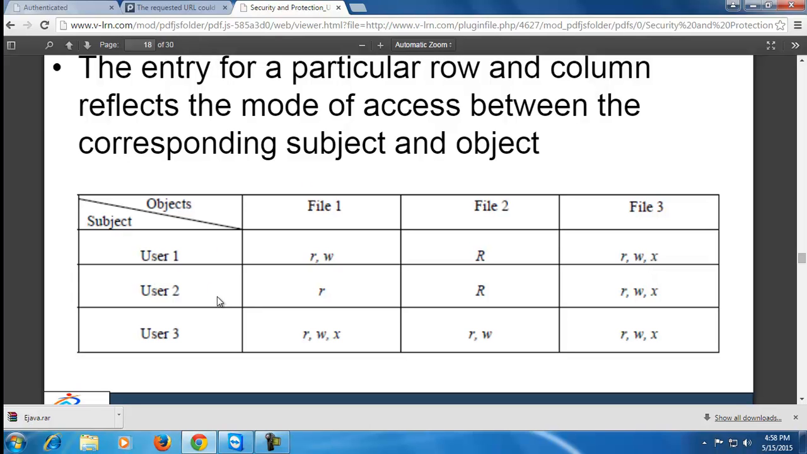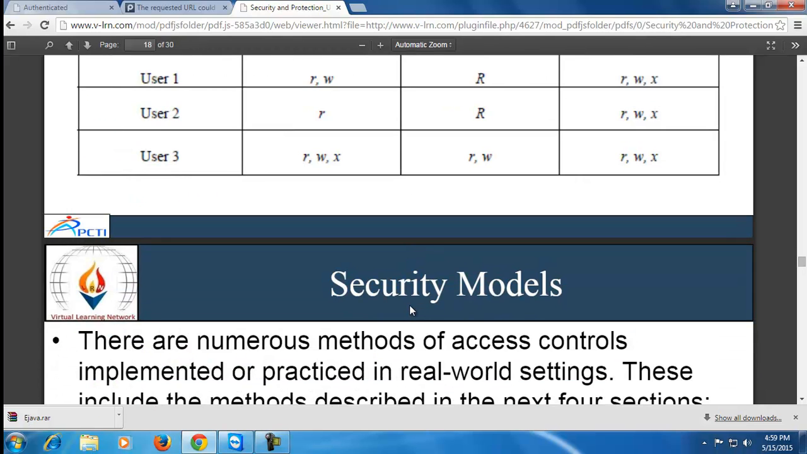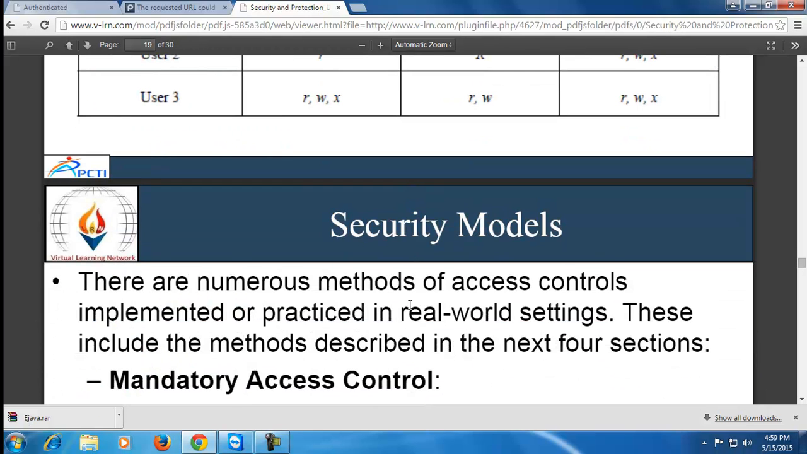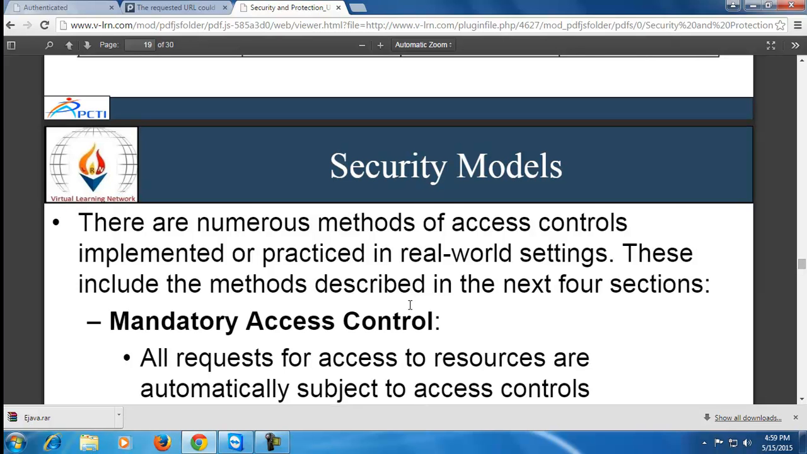In the same manner, user 2 has rights for file 3, and user 3 also has rights for accessing the content in file 3. In file 2, the R represents the read operation and represents only restrictive access to that particular file. In that way, a user is not allowed to make changes inside the file; it can only read the file.